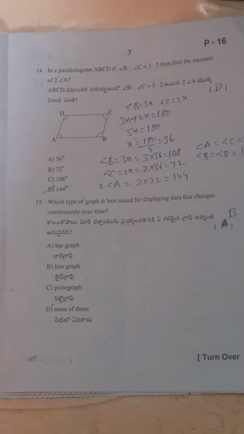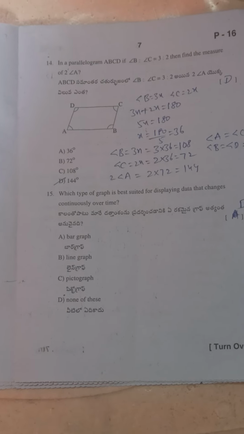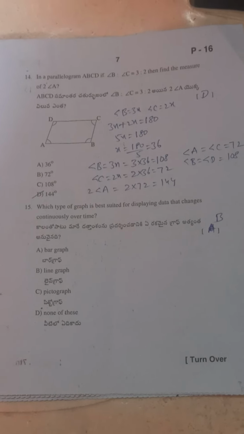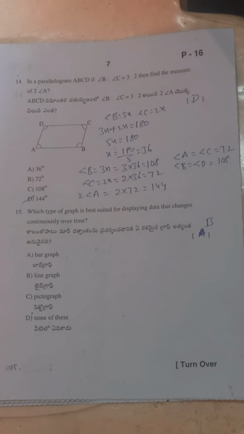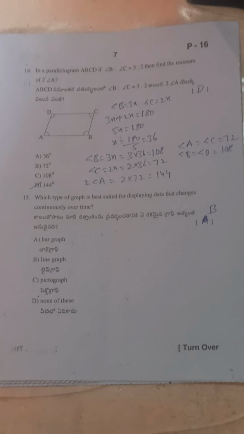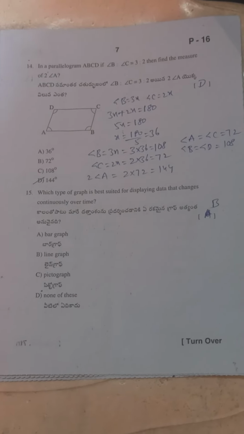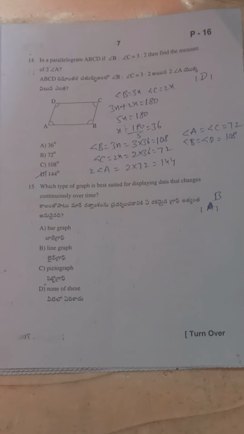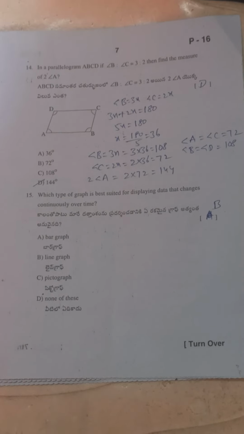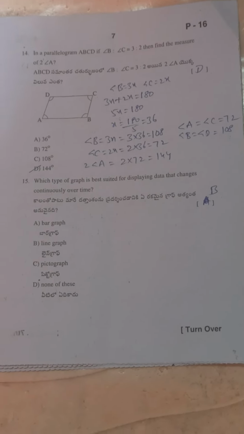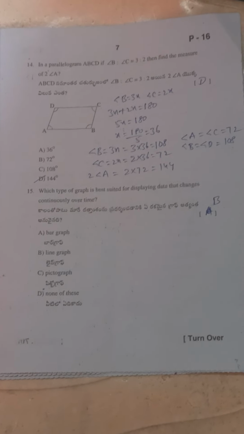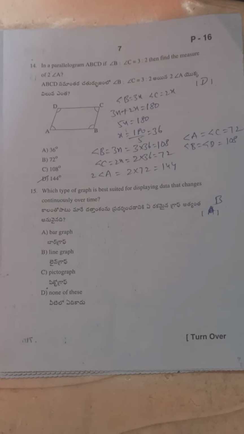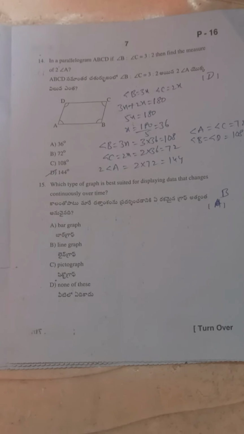Next, in a parallelogram ABCD, if angle B to angle C is 3:2, then find the measure of 2 times angle A. So B is 3x and C is 2x. Sum of two adjacent angles is how much? 180. 3x plus 2x is equal to 180. x is equal to 36. Angle B is 3x, that is 108. Angle C is 2x, that is equal to 72. Opposite angles are equal. Angle A is equal to angle C is equal to 72. Angle B is equal to angle D is equal to 108. So the question asks 2 times angle A, that is 2 into 72, that is equal to 144.